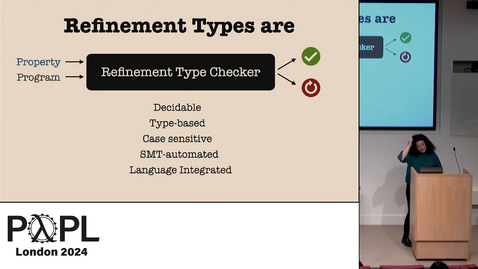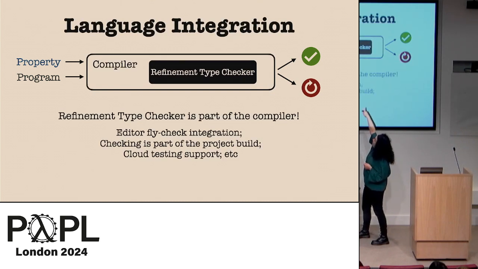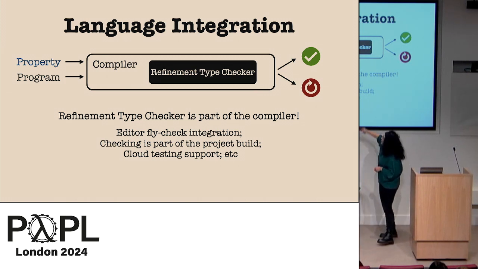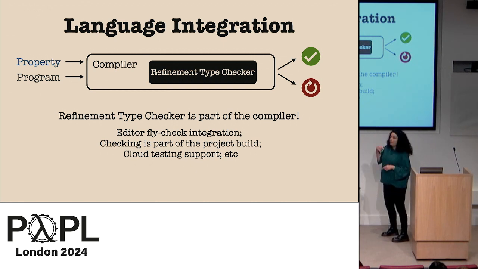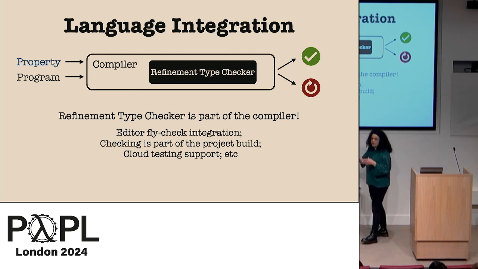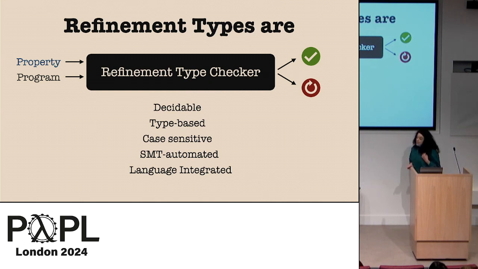Another feature that I think is really important is that it is language integrated, in the sense that it's called by the Haskell compiler, and it can use all the nice features that the Haskell compiler has, which means that I can use Copilot, I can use flight check mode, I can make it part of my development tool. It can run every time I run the developer. I can use it in cloud testing when I release projects. And yes, these are the main features of Liquid Haskell.